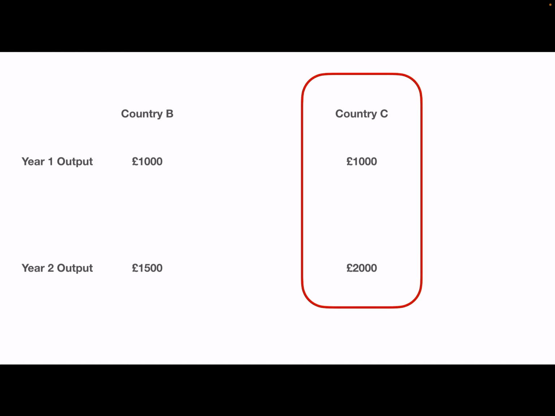Okay, so let's start comparing some countries. Country B and Country C. Here's their output in year 1. Here's their output in year 2. Which country has grown the most? You're probably thinking, Country C.